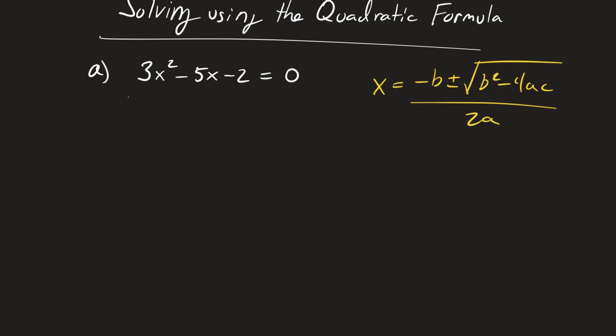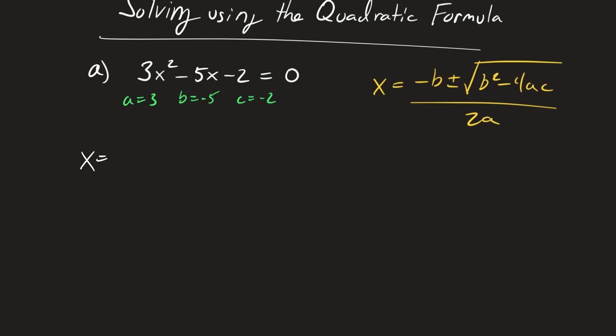So of course a is 3 and b is negative 5 and c is negative 2. So the values always just are the numbers, never the variables, and then of course make sure you have your signs with you. From there, it's really just about plugging in and simplifying.